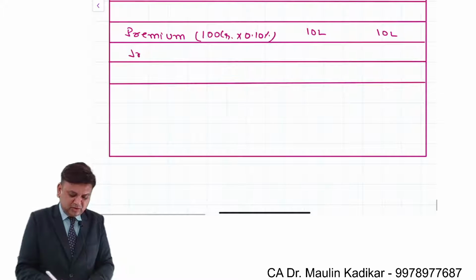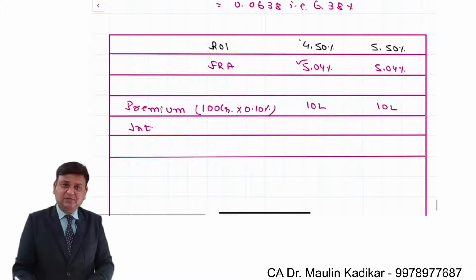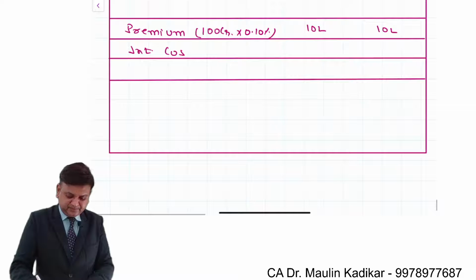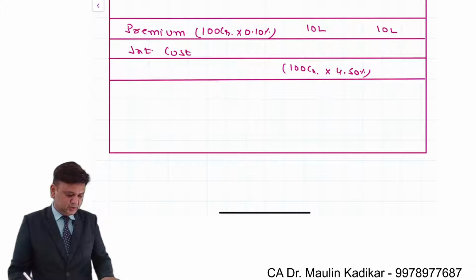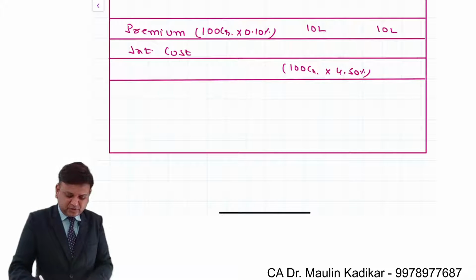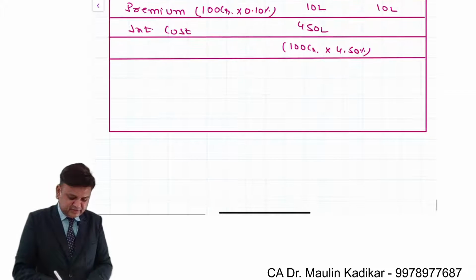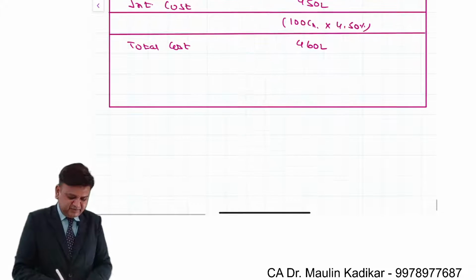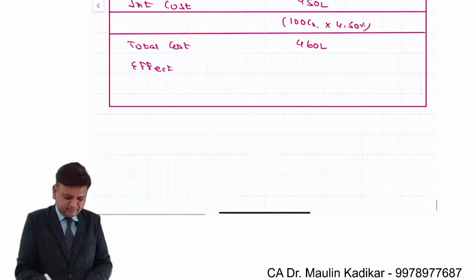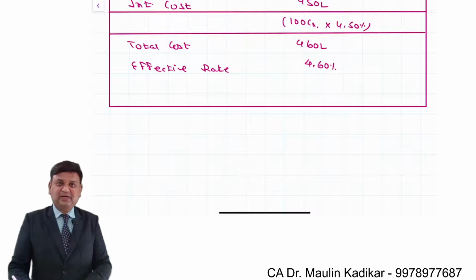What happens, let's say you will borrow at the rate of 4.5%. So as far as the interest cost is concerned, it will be 100 crore into 4.5%. That comes to 450 lakhs. This is the way the total cost will be 460 lakhs. And we can say that the effective rate will be 4.6%. This is what we understand.